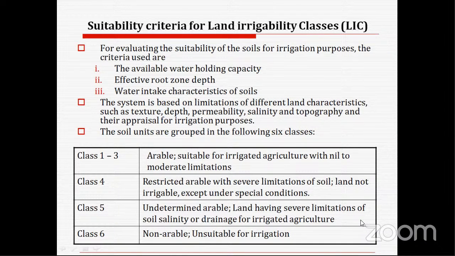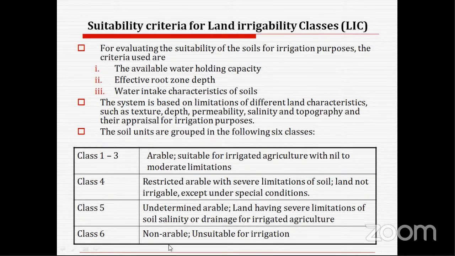So land having severe limitations, very severe limitations of what is that? This is the problem, students: soil salinity and drainage. This is my main intention in my explanation to you. So soil salinity and drainage for irrigation purpose. So in class 5, you can expect this type of very severe limitation of salinity and drainage for irrigation purpose.